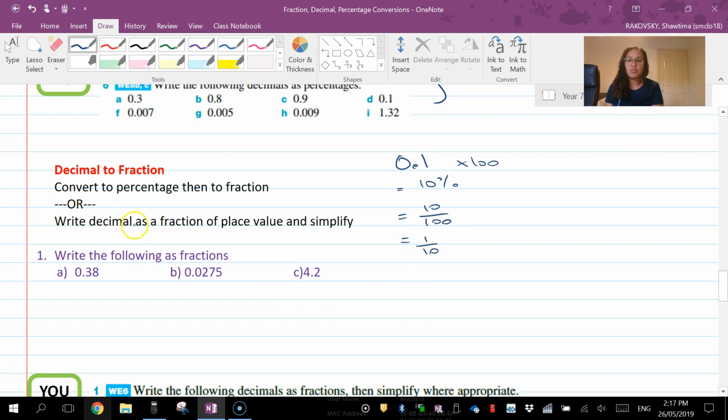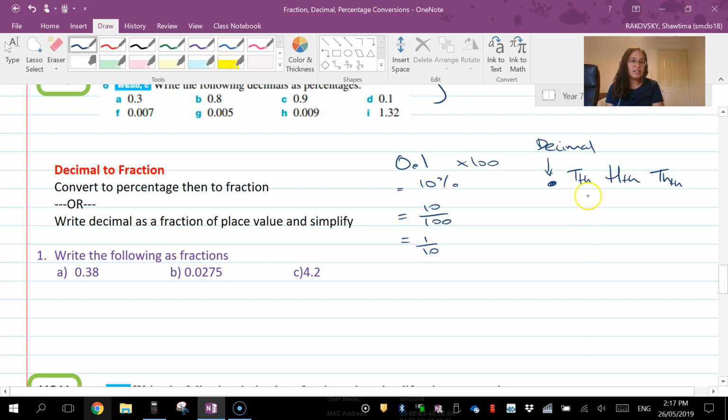The other thing is to write the decimal as a fraction using place value. Remembering your place values for decimals, when you have your decimal, this is your tenths, your hundredths, your thousandths, and so forth. So this is going to be a fraction out of 10, a fraction out of 100, a fraction out of 1,000, and so forth.